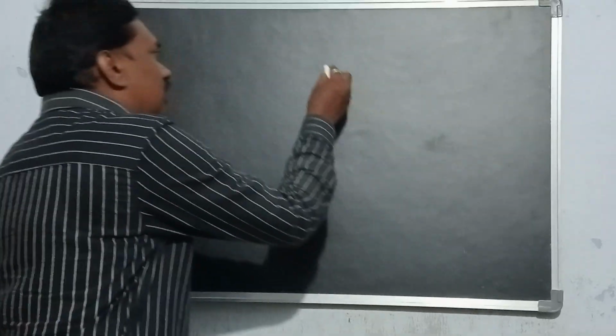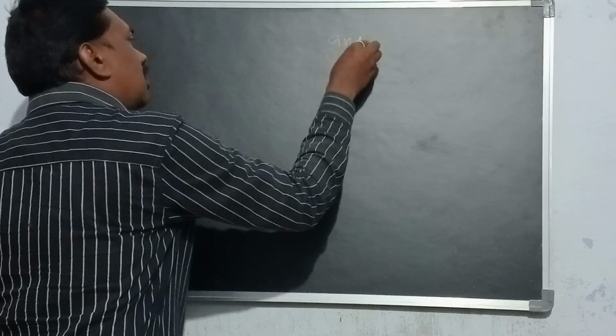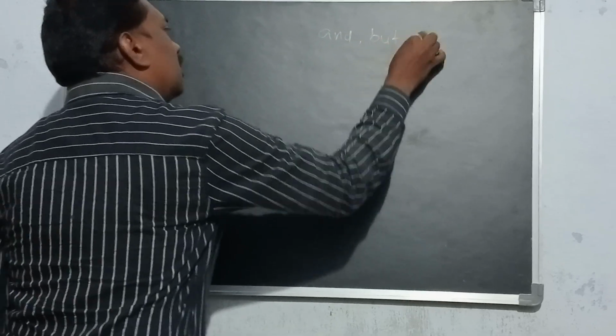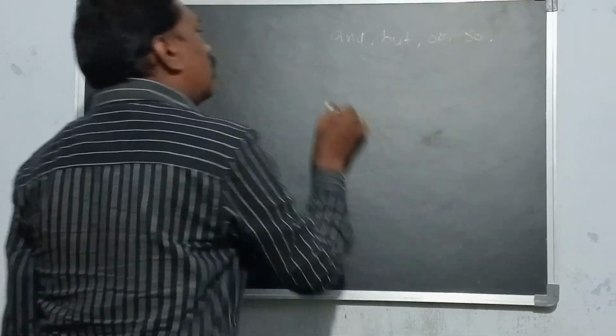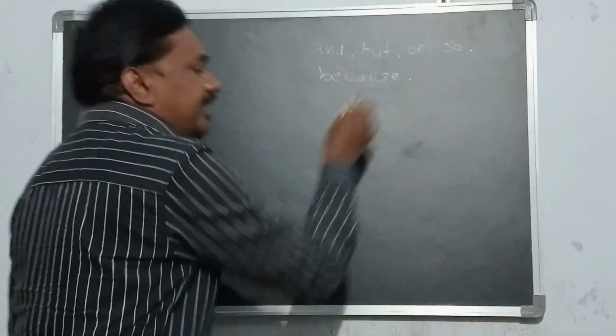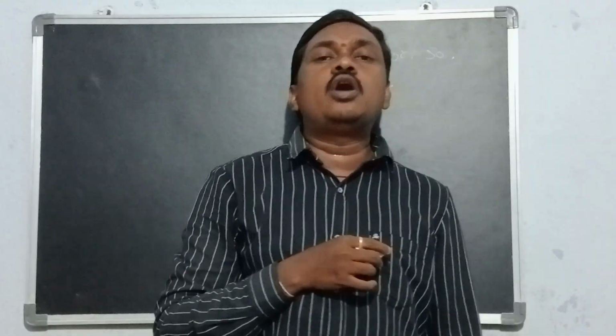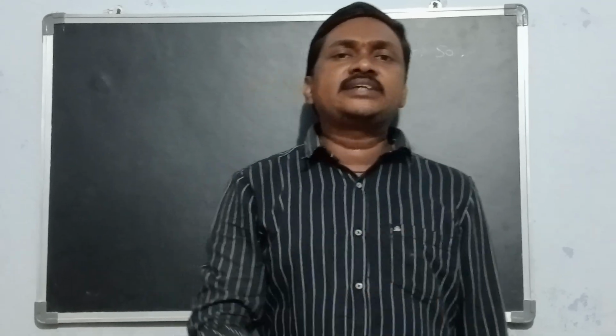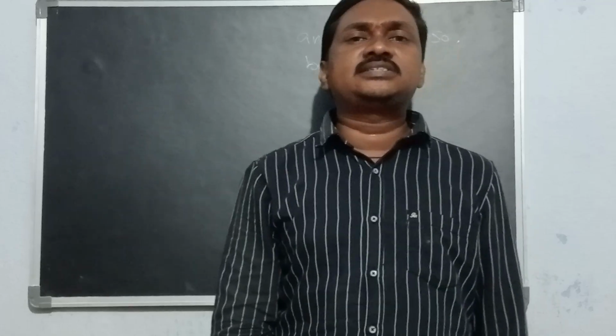What are coordinative conjunctions? For example, and, but, or, so, because. Okay, right. These are the examples for coordinative conjunction. Next, what is complex sentence? The structure of the complex sentence is one or more subordinate clauses and one main clause.